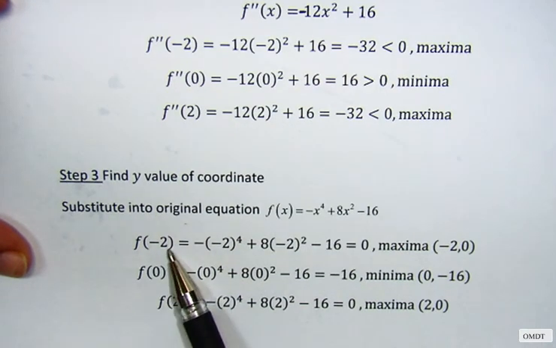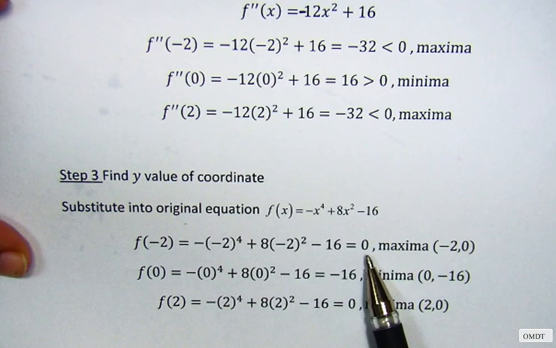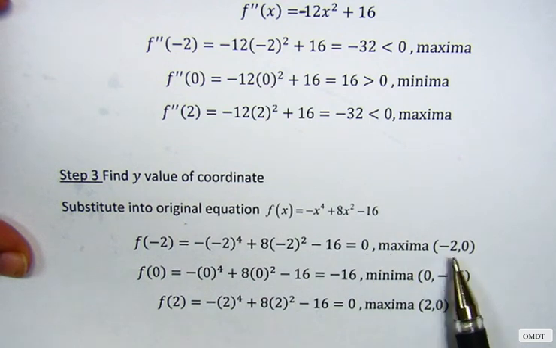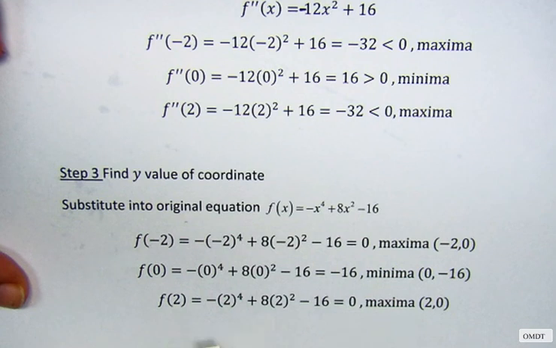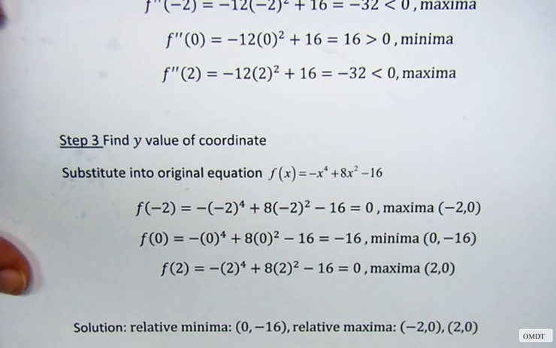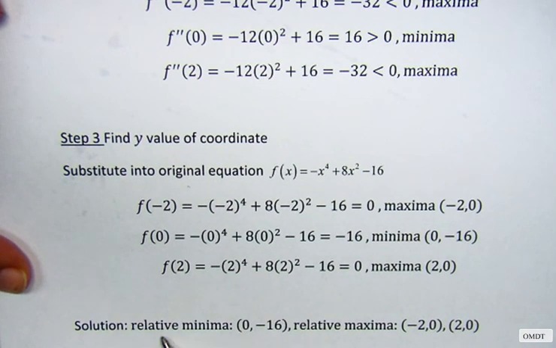Substitute minus 2 into the original equation, we get 0. So we know our maxima is at the point minus 2, 0. Substitute 0, we get minus 16, so our minima is at 0, minus 16. And lastly, substitute 2, we get 0, so our maxima is at 2, 0. We can say that our solution, we have a relative minima at 0, minus 16, and relative maxima at minus 2, 0, and 2, 0.